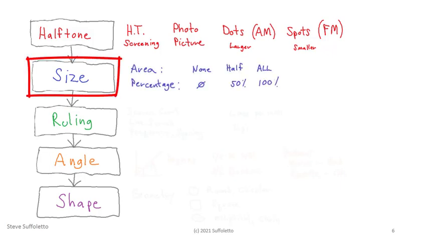So when we talk about size, it's a percent area. If there's nothing there, it's 0. If everything is there, it's 100% solid. And halfway between nothing and all, or halfway between 0 and 100, is 50%.